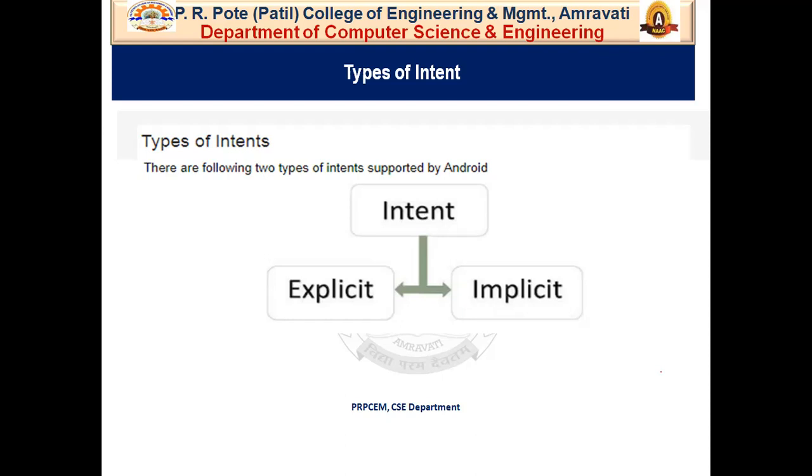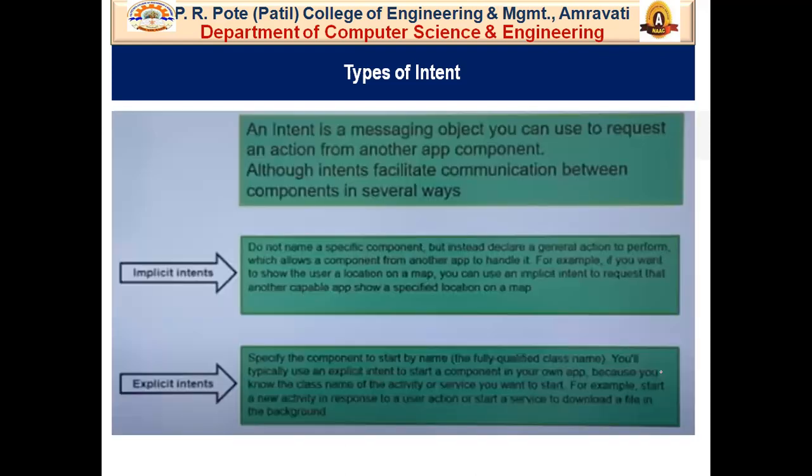For example, starting a new activity in response to a user action, like say the user clicks a login button, you fire an intent and show it on the next page, and you have been logged in. Or you start a service to download a file in the background. For example, let's say you are downloading some music or some file in the background. So how is this started? Because of the intent. So this is the basic difference between explicit intent and implicit intent. Now let's see one by one what implicit and explicit intent basically mean.